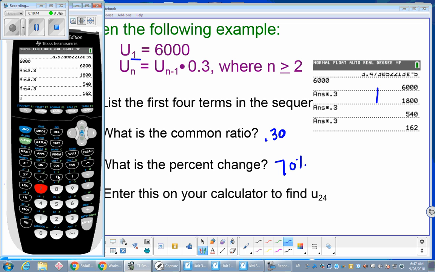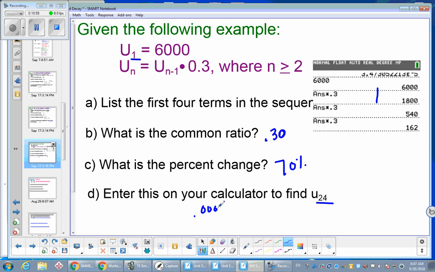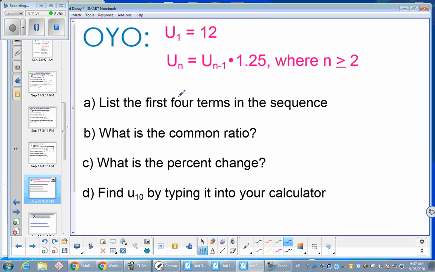Second 7 again gives you the U, and we want to find the 24th. So we're going to find U24, and I get again 5.6 e to the negative 9. That just means there's going to be 8 zeros. 2, 3, 4, 5, 6, 8. So it's just a really small number again. All right, pause the video and try doing this one on your calculator on your own.